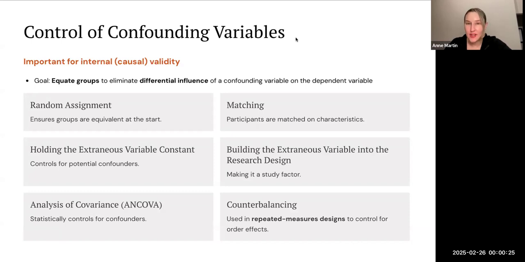So here are 6 methods that researchers can use in experimental design to control for confounding variables. Now, the gold standard method is random assignment, and that is when the researchers randomly assign participants to either the control group or the experimental group. And that is theoretically, from a statistical point of view, a method to ensure that the groups are equivalent at the start by randomly assigning them. So you're not letting participants choose which group they're in, and you're able to randomly assign them.